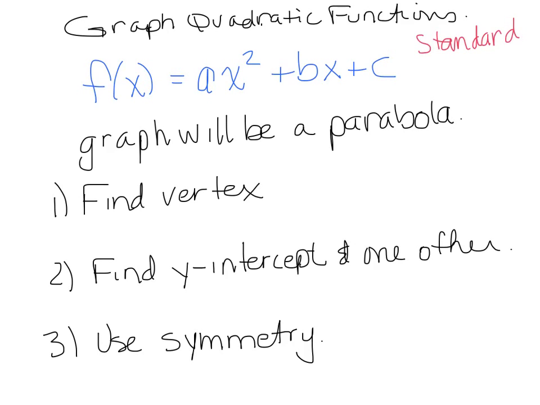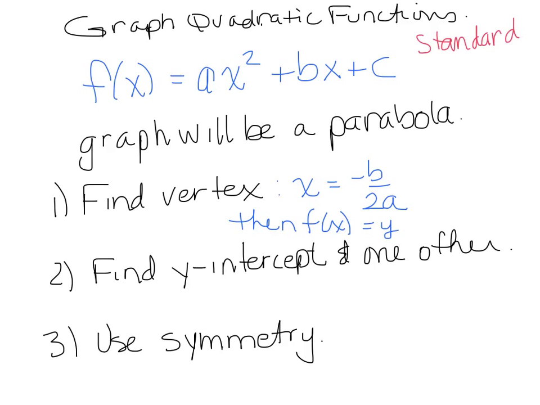How do you find a vertex when you don't have the vertex form? It's kind of awkward to find it. But there's a handy-dandy formula we're going to use. x is equal to minus b over 2a. So at the vertex, your x value will be minus b over 2a, and then find f of x for y. Okay? So now we have the x and y of the vertex.